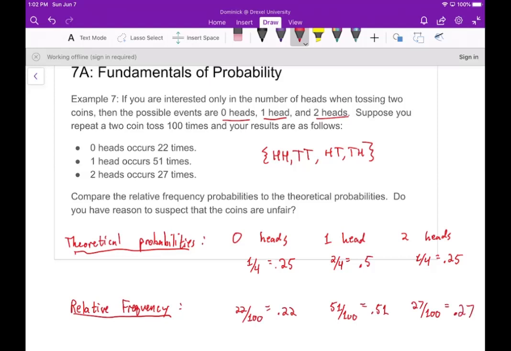Right? Now, we are comparing these two, and we want to see if we have reason to believe that the coins are unfair. Now, since all of these probabilities are fairly close together, we have 0.25, 0.22, 0.5, and 0.51, 0.25, 0.27, they're all pretty close to what we would expect as far as a theoretical probability. So it's pretty likely that these coins are fair coins and they're not unfair, right? So they're just your average run-of-the-mill coins.